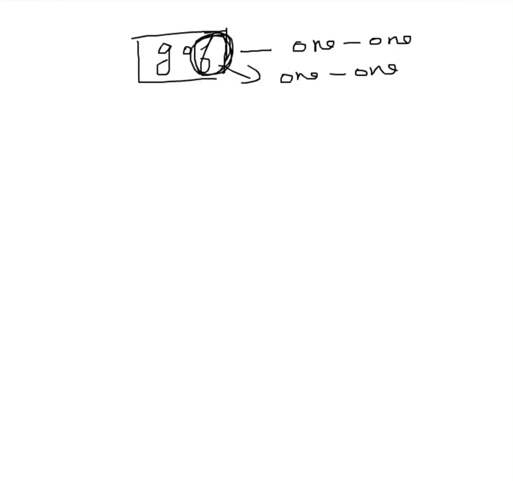If you consider g composite f function, this will become a 1-1 function only when f is 1-1. G need not be a 1-1 function. If g is not a 1-1 function also, g composite f will be a 1-1 function if f is a 1-1 function. It depends on f. Similarly, g composite f will be an onto function if g is an onto function. It doesn't depend upon f. f may be onto or may not be, but g has to be an onto function. Remember this point.